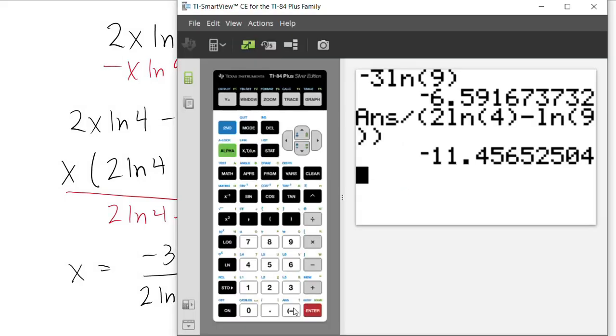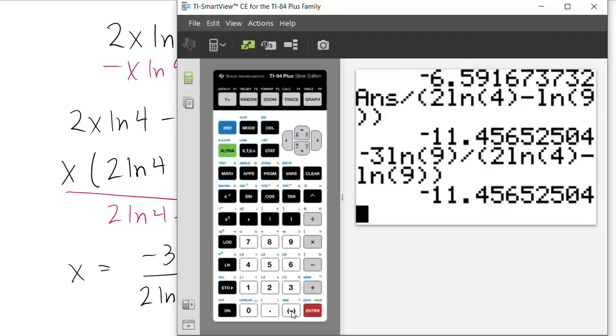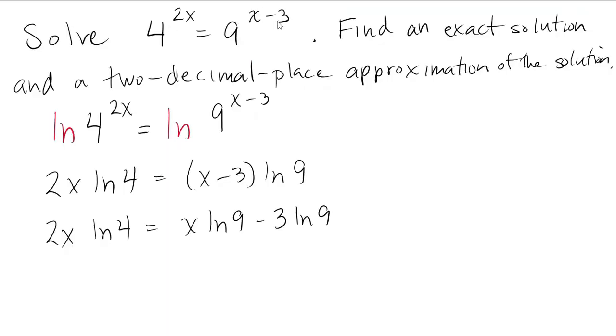We could have done this all in one line, negative 3 natural log of 9 divided by parentheses 2 natural log of 4 minus the natural log of 9. Same answer. So the solution to this equation is around negative 11.46. We're rounding to 2 decimal places because that's what it says to do in the instructions.